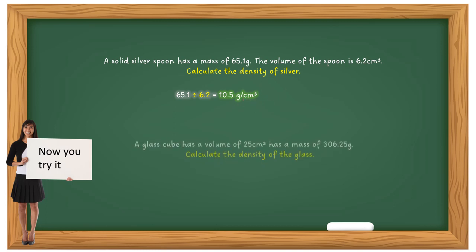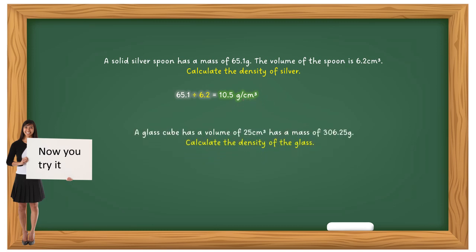Okay, let's have another one. A glass cube has a volume of 25 centimeters cubed and a mass of 306.25 grams. Calculate the density of the glass. Again, pause the video. How did you do? Well, the answer's in the question. So it's 306.25 divided by 25, and that gives you a density of 12.25 grams per centimeters cubed. Always remember with math questions, they will give you clues in the questions to solve the puzzle. It's just about understanding and reading the question correctly.